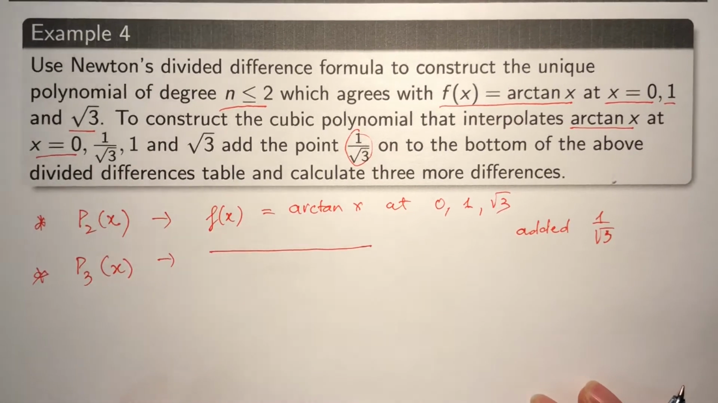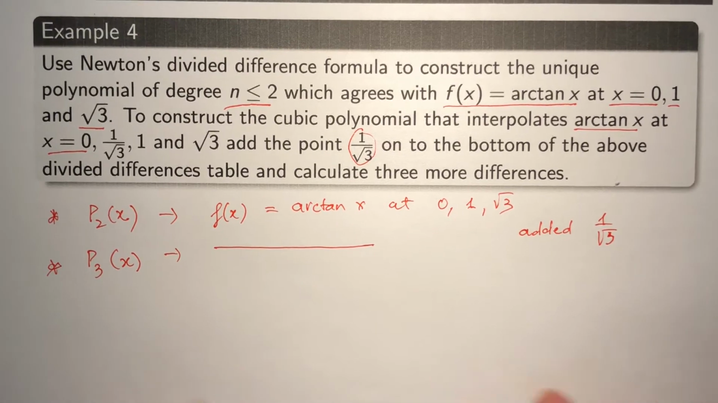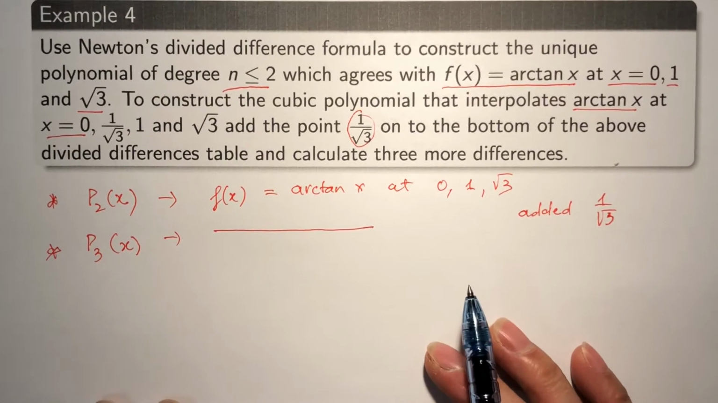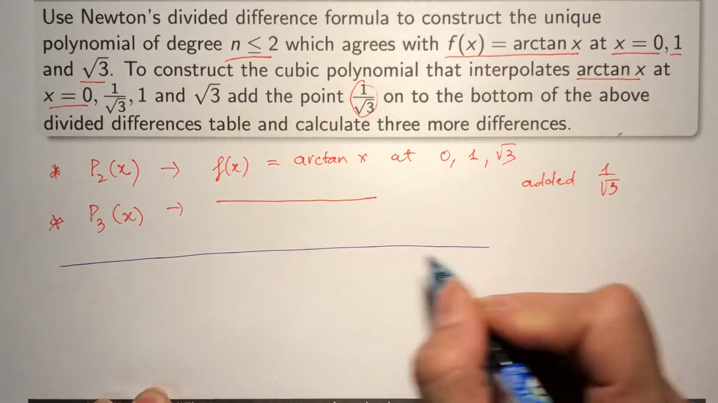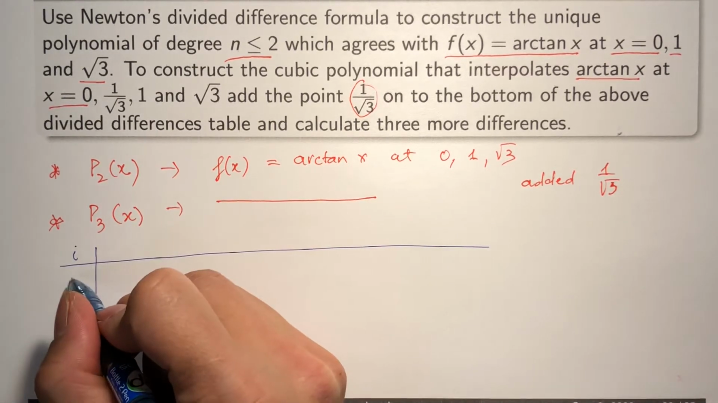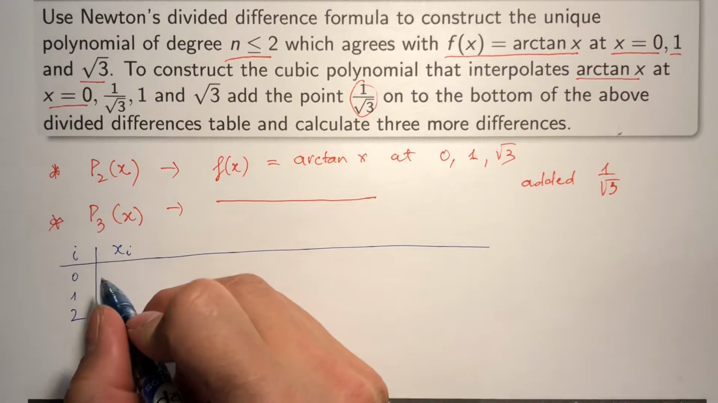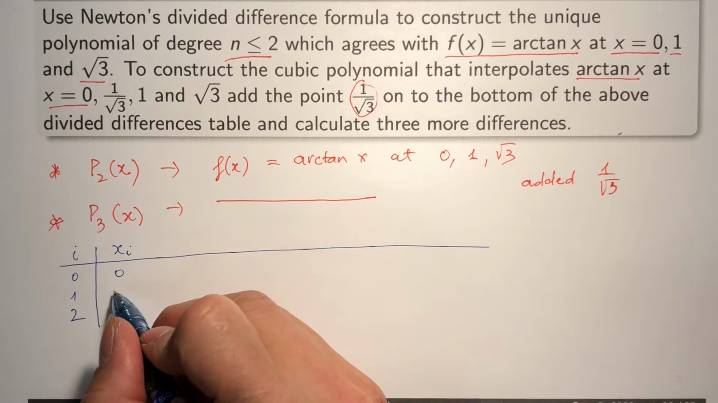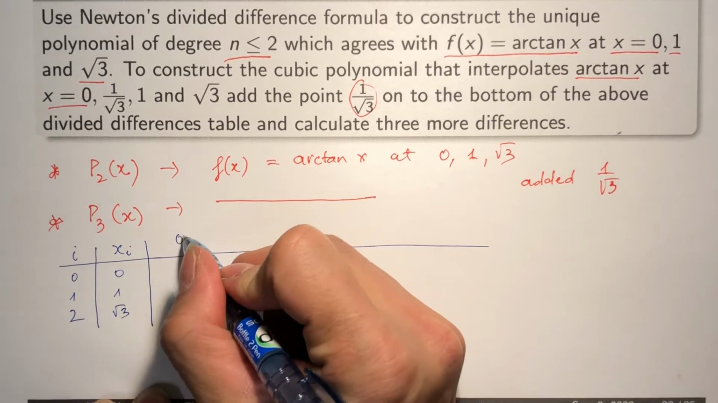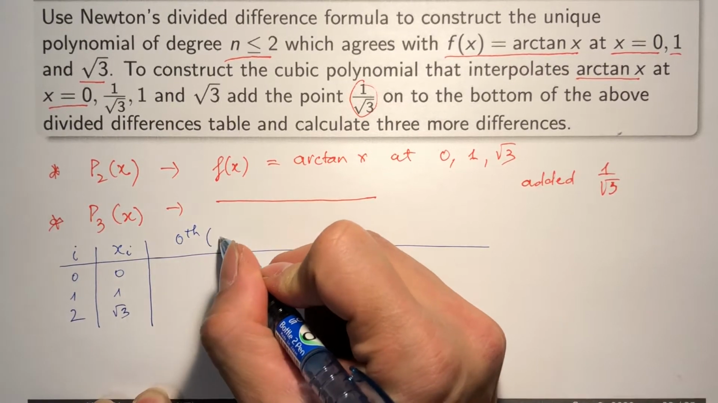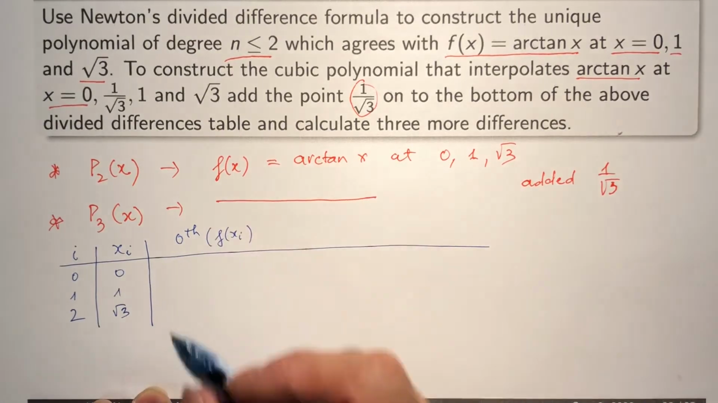Right. So we already know how to find the divided difference tables. Here, we will quickly do it for the first one. So we write the table, i from 0, 1, 2. So x_i equal 0, 1, and √3. Now the zero derivative, or f(x_i). Right. So this one equal what?